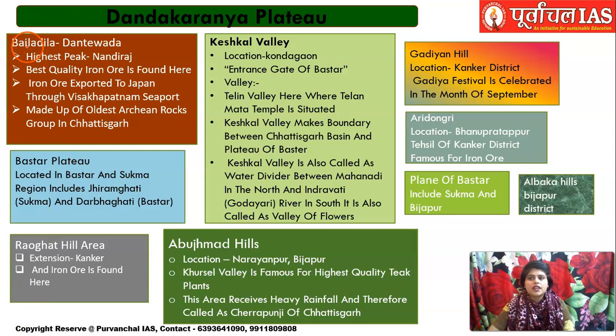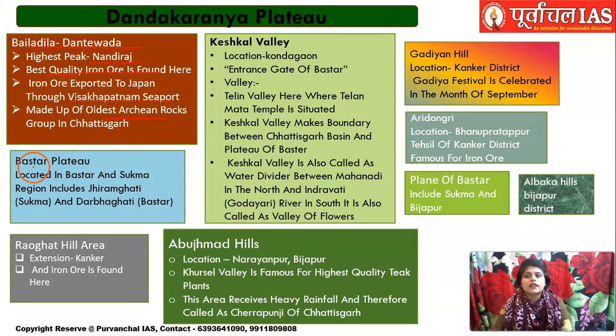If you see, we have Bailadila in Dantewada, having the highest peak, Nandiraj. Best quality iron ore is also found from Bailadila. And from Bailadila, the iron ore is exported to Japan through Visakhapatnam seaport. This is being asked a lot of times, that from where the iron ore from Chhattisgarh is exported to Japan. So it is from the Bailadila Hills, which is important. And these Bailadila Hills are made up of the oldest Archean rock groups.